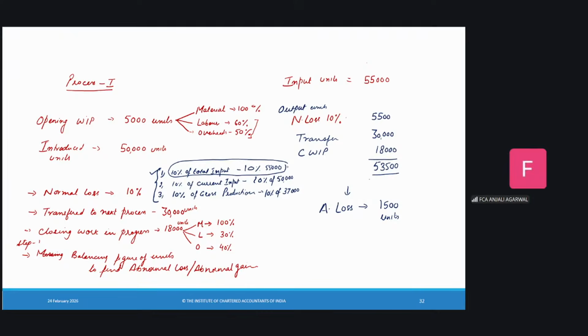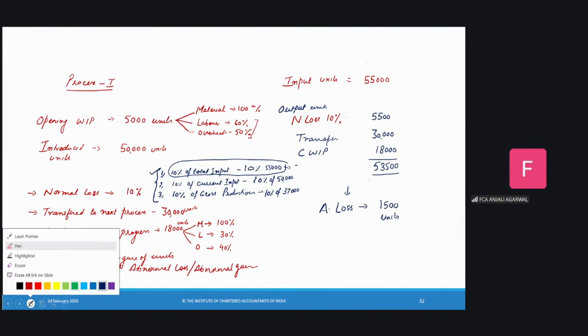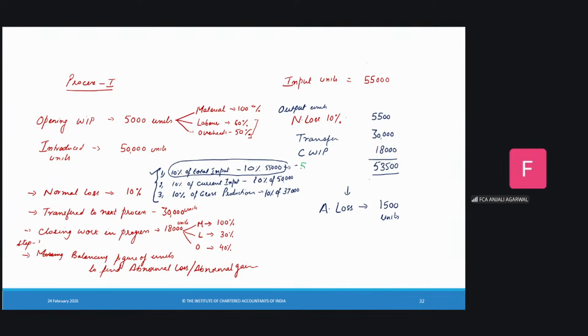10% of 55,000 is, I'll take a different color. This will be 5,500, which we have taken here. This would be 5,000, which would have been different. This would have been 3,700. So your abnormal loss, which is 1,500 in situation one, would become 2,000 in situation two and would become 3,300 in situation three.